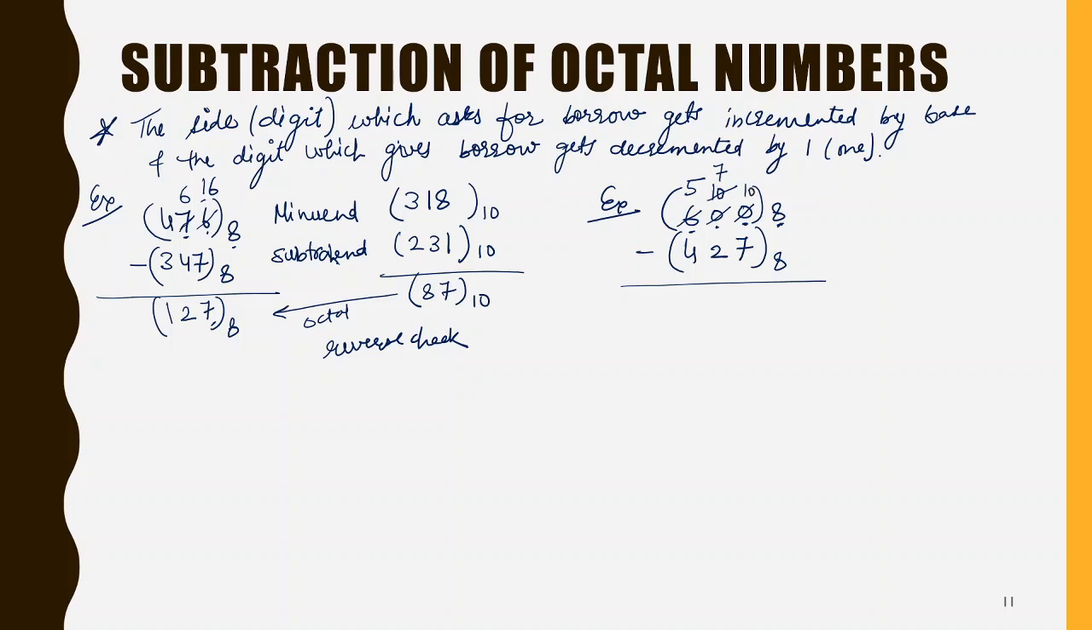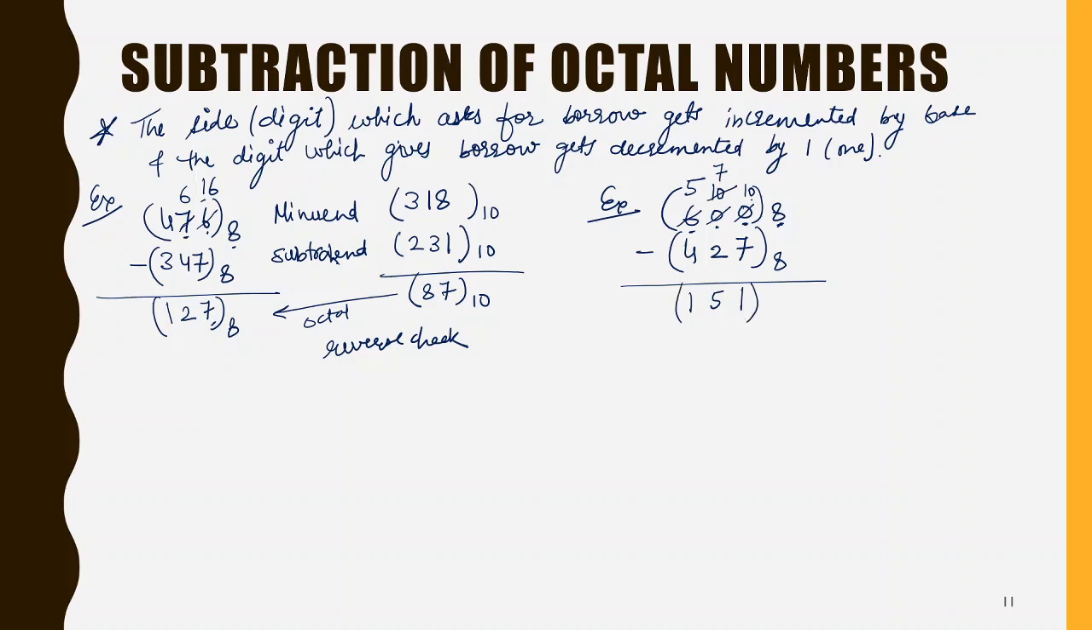Now the borrow is transferred here. It was 0, and 8 is received, so 0 plus 8 is 8. This is not decimal 10; it is 10 in octal, which denotes 8. Now 8 minus 7 gives us 1, 7 minus 2 gives us 5, and 5 minus 4 gives us 1.